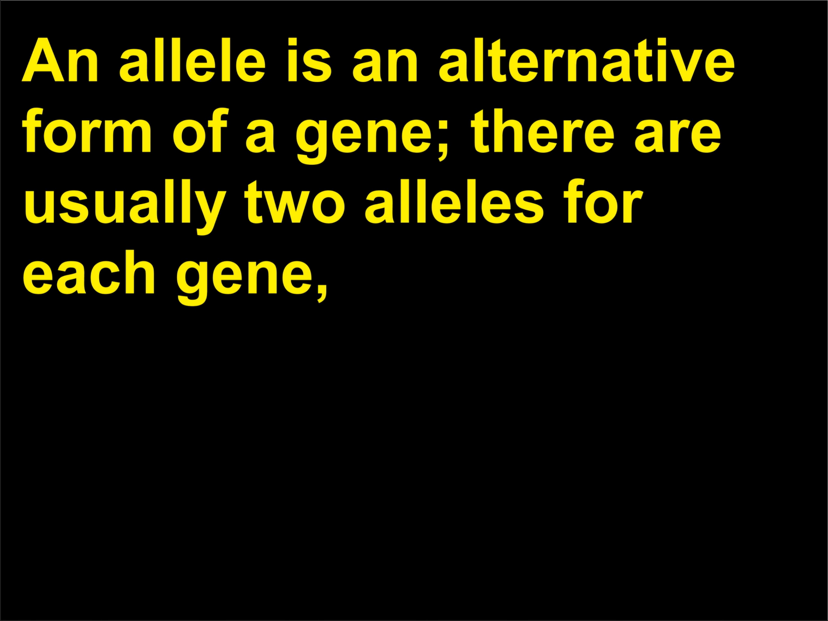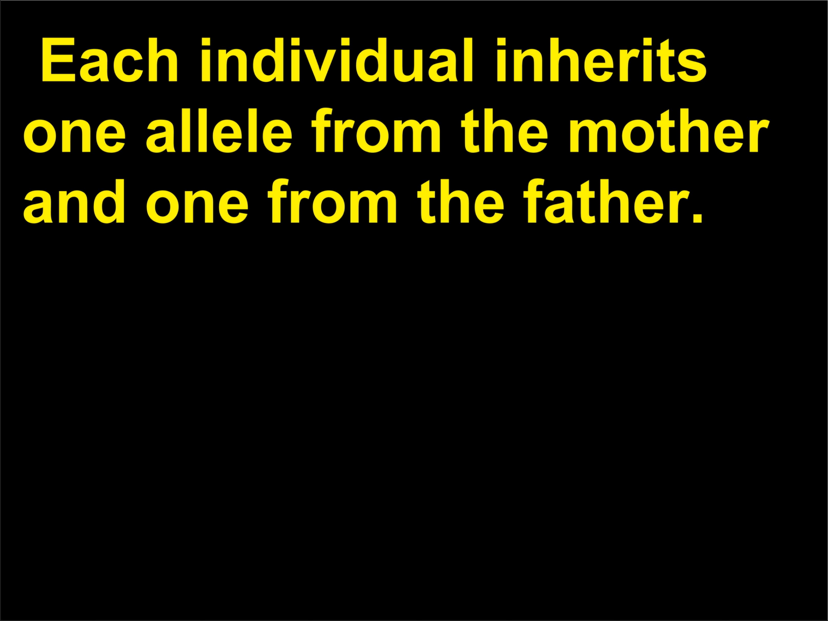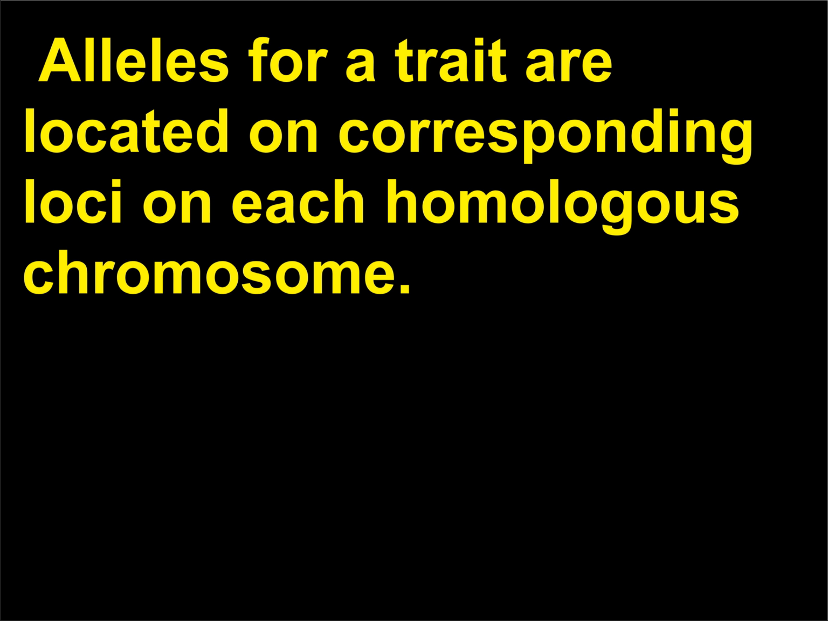What is an allele? An allele is an alternative form of a gene. There are usually two alleles for each gene, although the number may vary from one trait to another. Each individual inherits one allele from the mother and one from the father. Alleles for a trait are located on corresponding loci on each homologous chromosome.